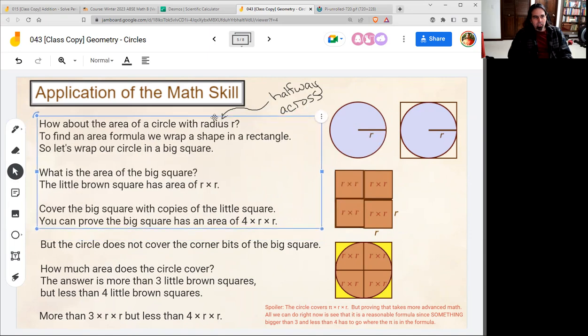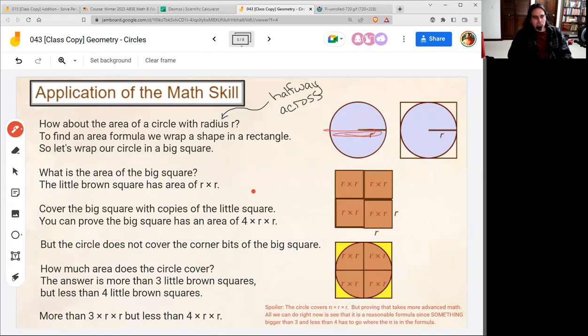R, by the way, is the radius, the half of the width. That's just jargon that I should have defined more carefully. But 4r times r is too big. The circle doesn't cover all of this box because the little yellow bits stick out. So again, it covers more than 3 of these r times r boxes, but not all 4. And the kind of magical thing, which I can't prove to you, is it's the same number. It's pi r times r boxes, more than 3, but less than 4.